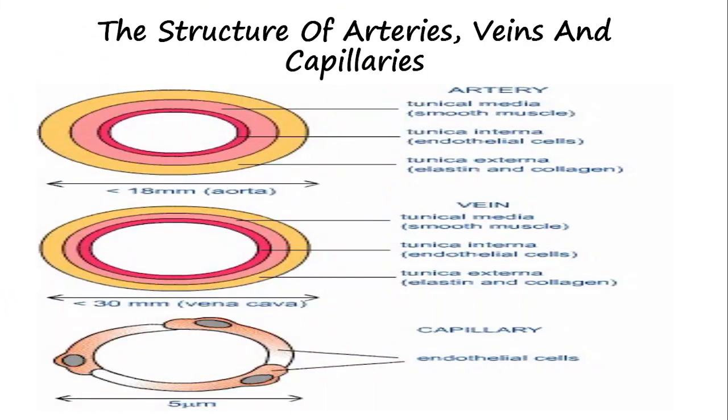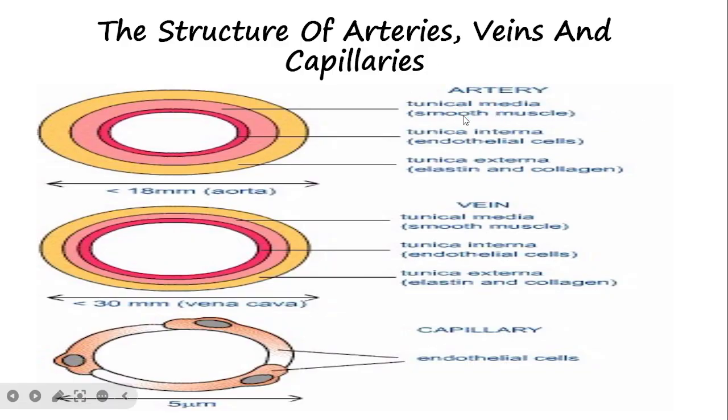Now, let's see the structure of all these three blood vessels: the arteries, veins, and the capillaries. So here are the labeled diagrams of all of them. When you see here, the arteries have these kinds of layers, and their diameter is less than 18 mm. That's the outer, and the various parts here are labeled.